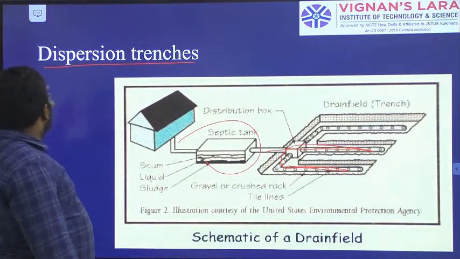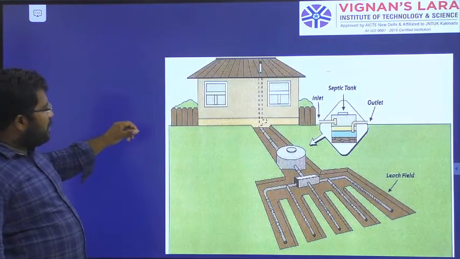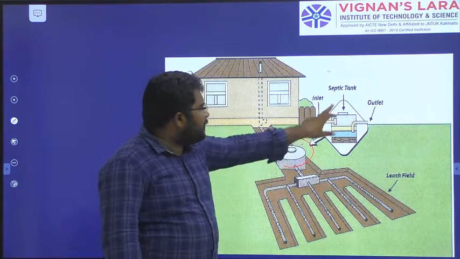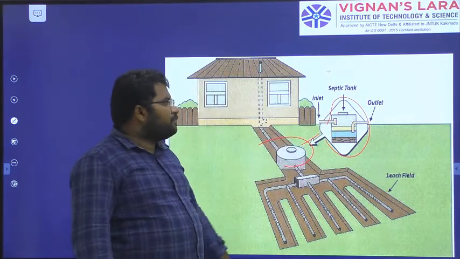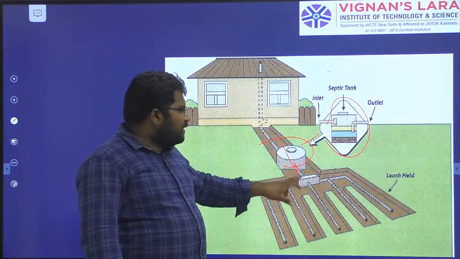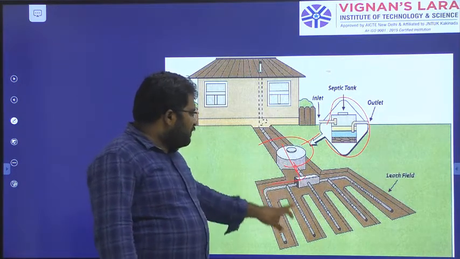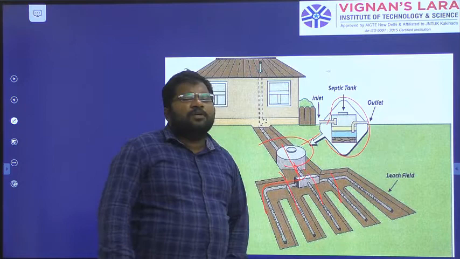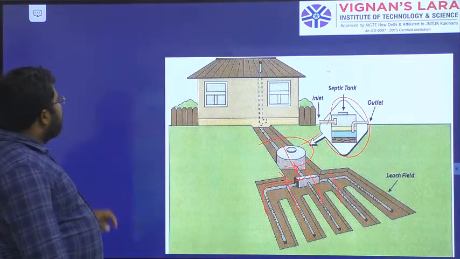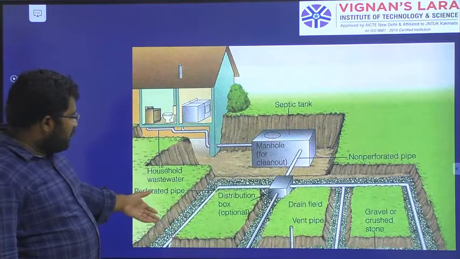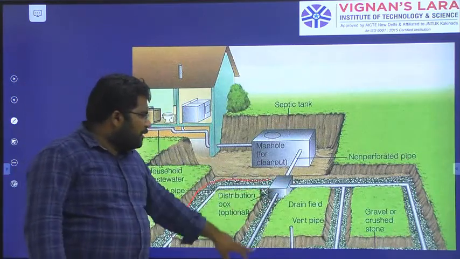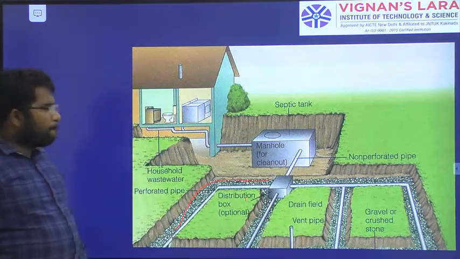Next, here you can see this is from the home where you have the septic tank. This is the septic tank, represented in enlarged form. From the septic tank, the effluent coming out is distributed through different trenches so that it percolates into the ground. Here also you can see dispersion boxes, where we provide all the gravel.